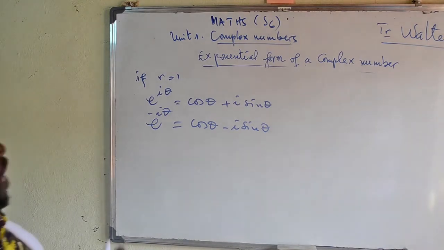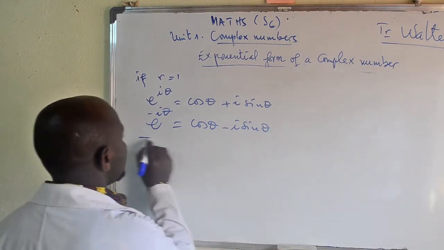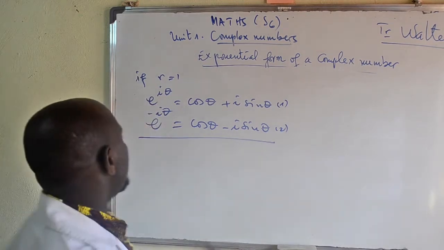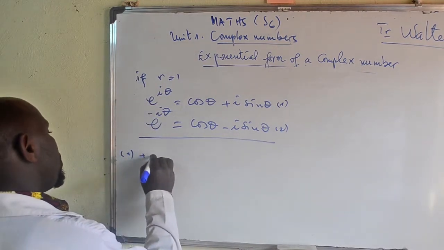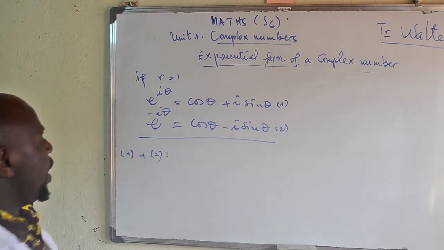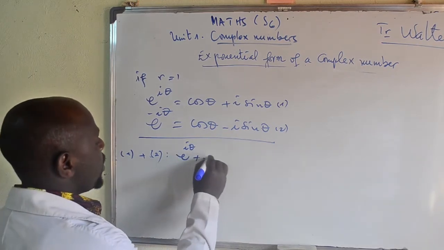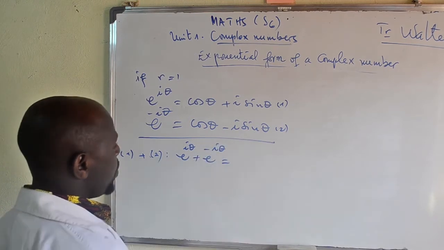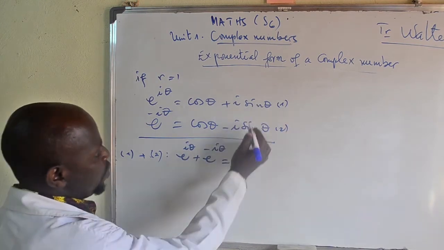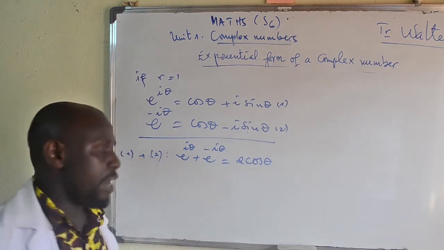Now we can find the real part and the imaginary part for these expressions. How do we find it? Here we have expression 1 and this is expression 2. If I find 1 plus 2, this is very important, we have e power i theta plus e power minus i theta, which is equal to this plus this. If we add these, you will see that the sine terms disappear and we remain with 2 cosine theta.